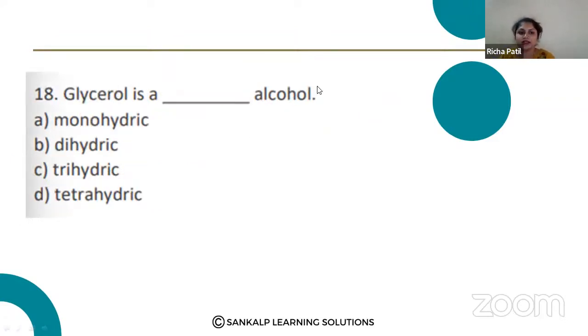Glycerol is a... I'll write the structure, then you can tell me whether it is monohydric, dihydric, trihydric, or tetrahydric. The structure is CH2, CH, CH2, OH, OH, OH. This is the structure of glycerol. How many OH groups are present? You can see 3 OH groups. Yes, Nandish Kumar, yes.